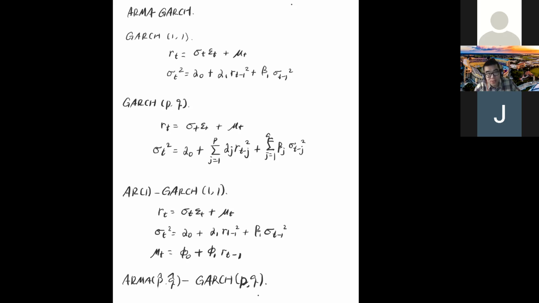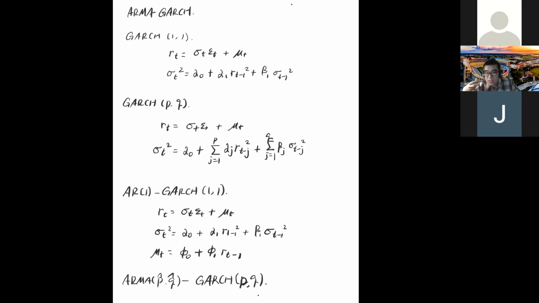Okay, so any questions about the ARMA-GARCH model, the setup? Okay. And how to fit this model? Exactly the same steps. We first fit the ARMA(p-hat, q-hat) part by looking at the ACF and the PACF of the raw data.